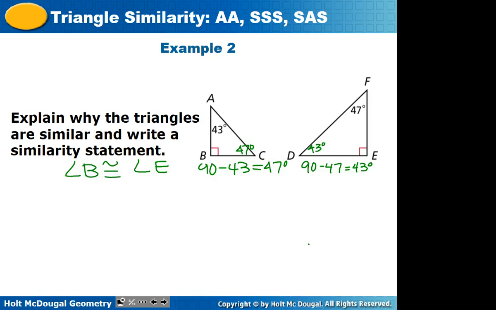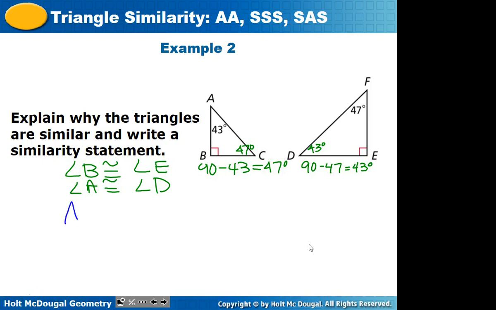So now we could say that angle A is congruent to angle D. Angle A is 43, so angle D is 43. We could go on to say C is congruent to F as well, but we really only need two angles here to prove that the triangles are similar. So now we're going to talk about a similarity statement.